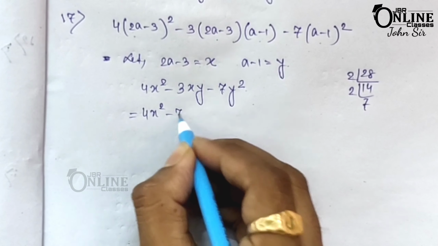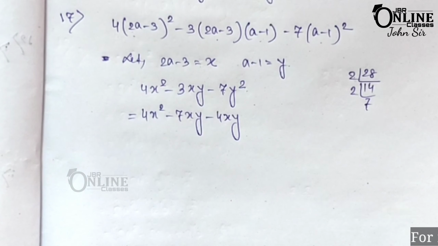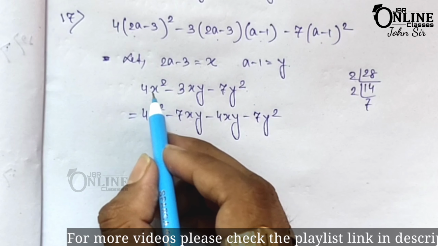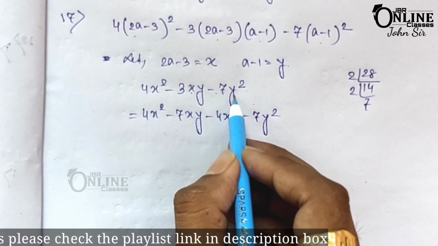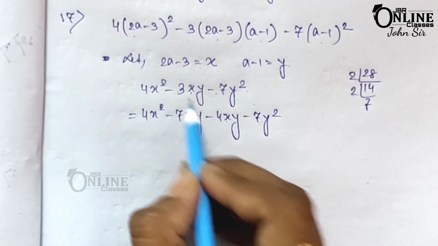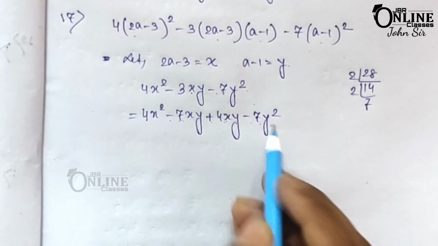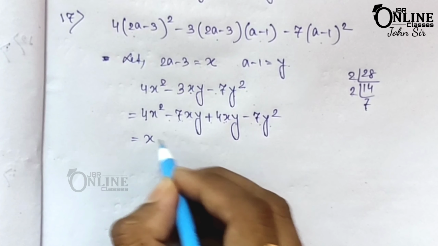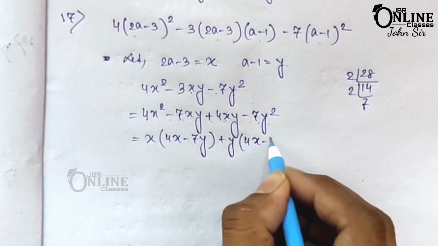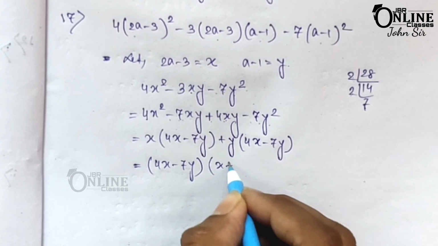So 4x square minus 3xy minus 7y square. So factorize 28, it's 4 into 7, then 7 minus 4 becomes 3, sorry, it will be plus. So 4x square minus 7xy plus 4xy minus 7y square. So from the first two terms x will be common, so 4x minus 7y. From the next two terms y will be common, so 4x minus 7y. So here 4x minus 7y and x plus y.